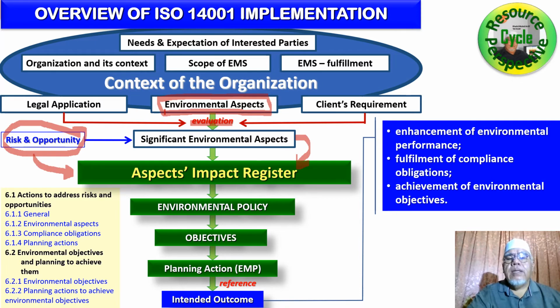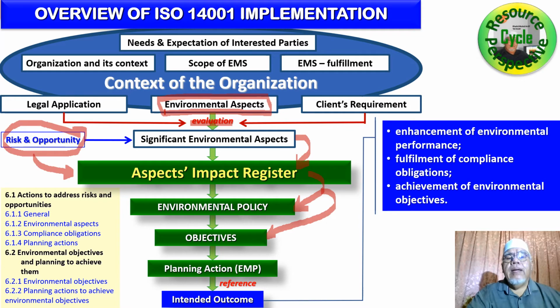Then only would the company start to promulgate their own environmental policy based on the aspects impact register, not before. Mistakes can happen that way. Once the policy is up, then refer back to the aspects impact register to come up with what we want to achieve: objectives and targets. What are our intended outcomes?